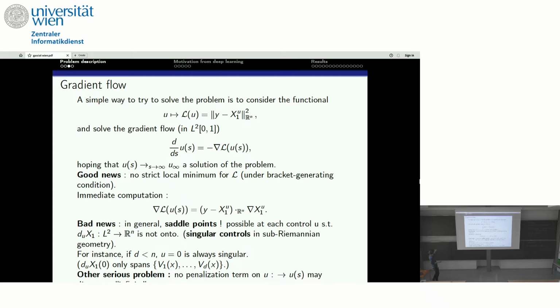For instance, just from this picture, it's clear that you can find paths which have somehow the same area, but which are very, very irregular. So there is no a priori bound on the zeros of the function. So this term is not coercive.